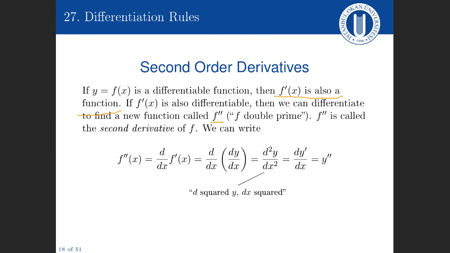And there are different ways to write the second derivative of f. I could write f double prime of x. If y is equal to f of x, that's the same as y double prime. This is the derivative of f prime, so we could write it as d/dx of f prime of x, or d/dx of dy/dx, or d squared y over dx squared, or dy prime over dx. Many ways to write this.